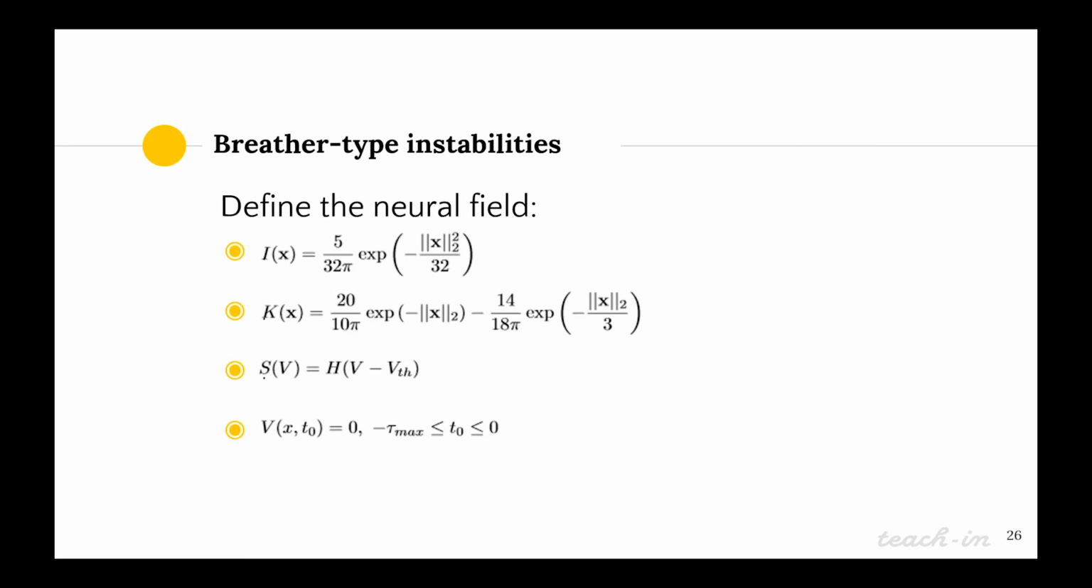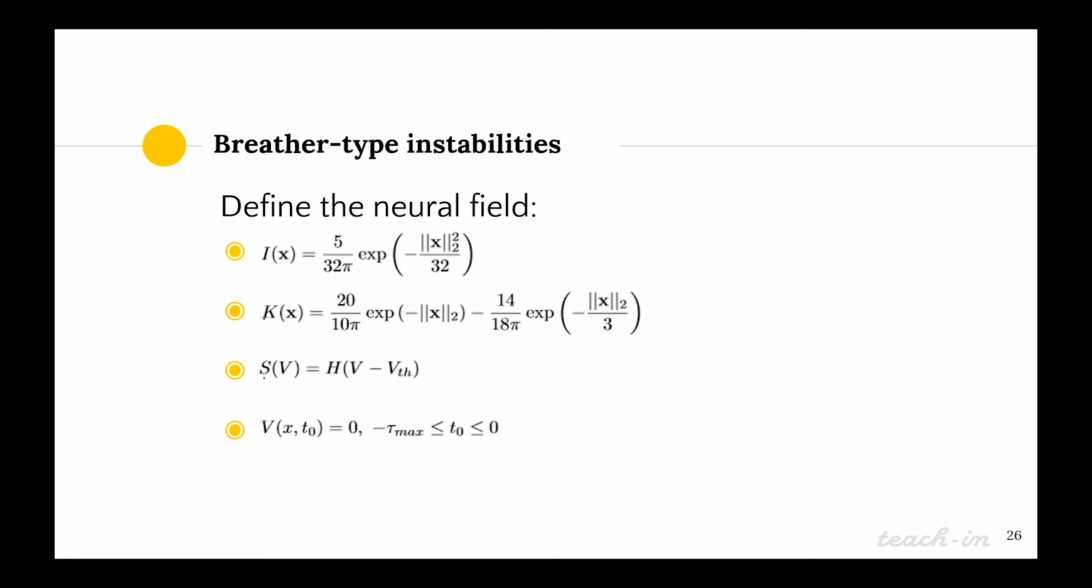We have a pure oscillatory solution. In this case, the external signal again has the form of a Gaussian function, and the connectivity function is what we usually call a Mexican hat. So it's the combination of two Gaussian functions. This gives that in the center of the domain we have positive connectivity, but then at a certain distance we have negative connectivity. The firing rate function here is a Heaviside function, and the initial condition here is just 0.